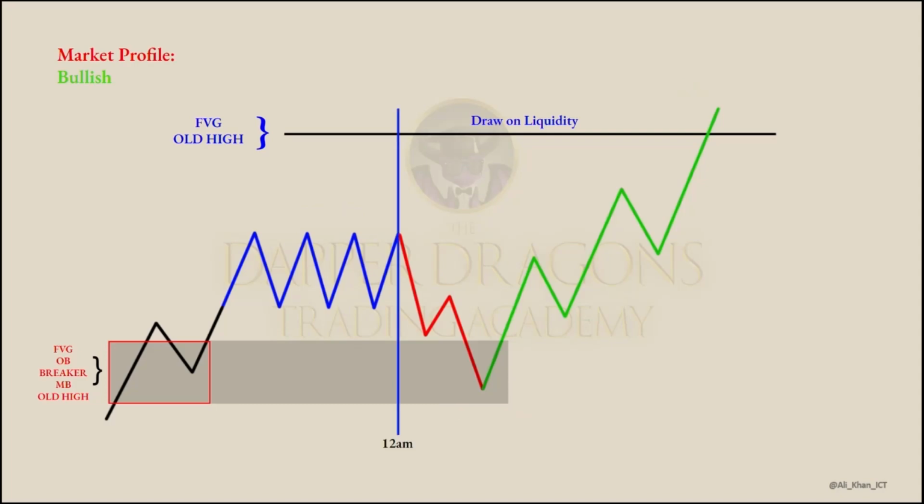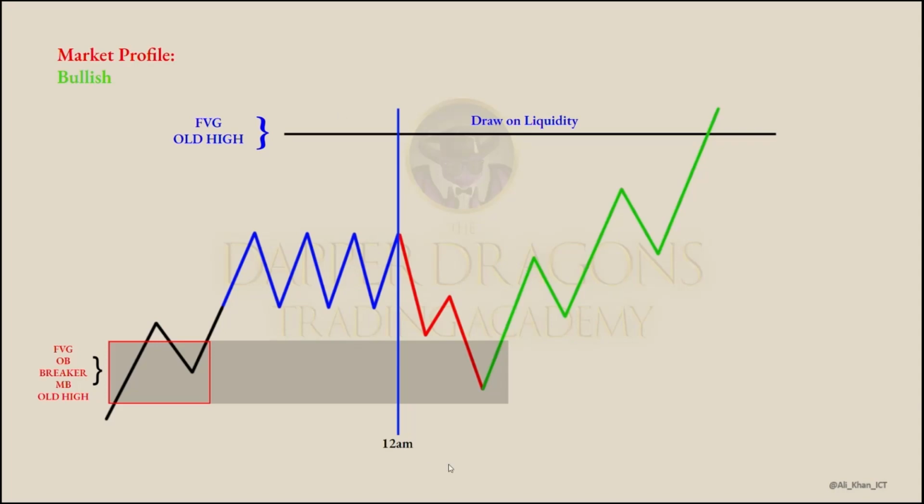Now, to take this into a little bit more detail, we can combine the AMD pattern with the power of 3 pattern. And again, the power of 3 pattern can work on any time frame. It is basically the range within a candle. So say we're looking at the daily range.